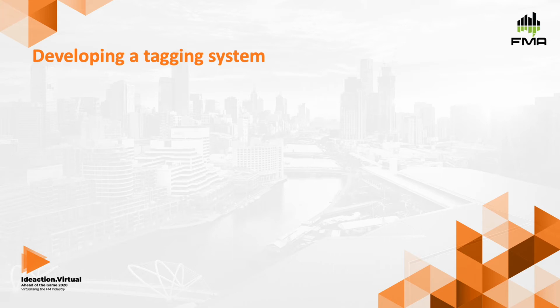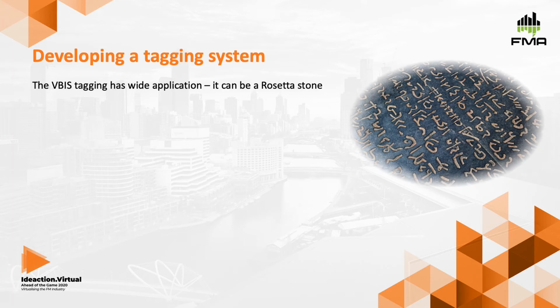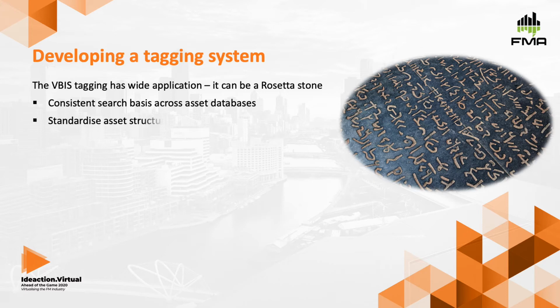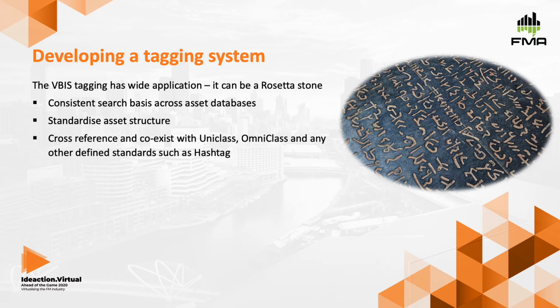There are two aspects to VBIS, one being the asset tagging and the other a language to permit application linking. So first turning to tagging. The VBIS tagging has wide application. It can be considered a Rosetta Stone. It provides a consistent search basis across asset databases. It can standardise asset structure. It can provide cross-reference and coexist with Uniclass, Omniclass and other defined standards such as hashtag.